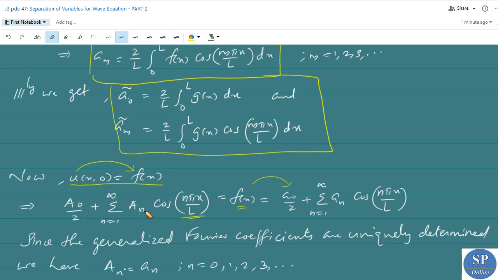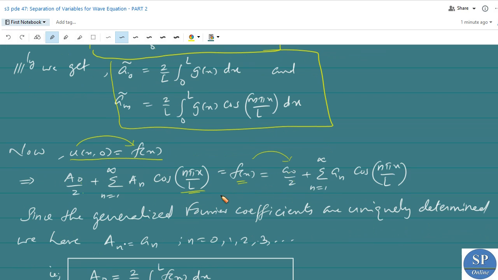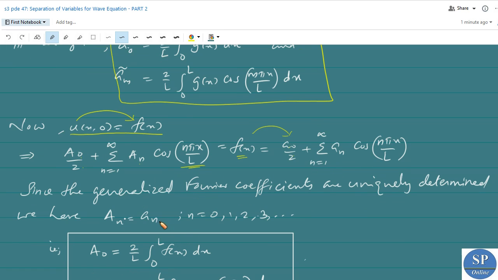Equating these coefficients, we will get capital A_0 is equal to small a_0, and capital A_n is equal to small a_n, because the generalized Fourier coefficients are uniquely determined. Okay, so we have A_n is equal to a_n for n equal to 0, 1, 2, 3, etc.